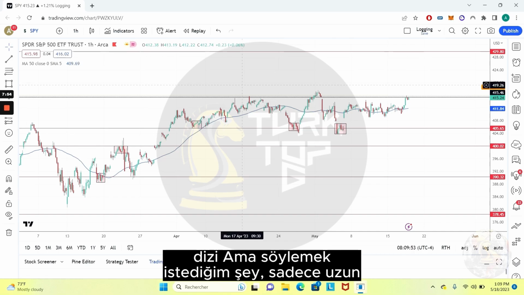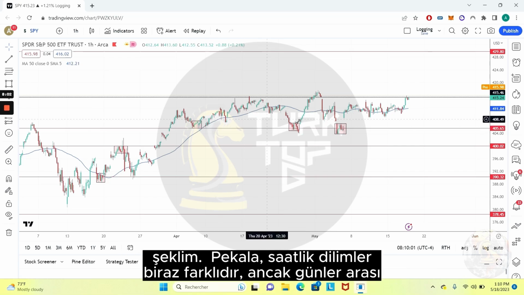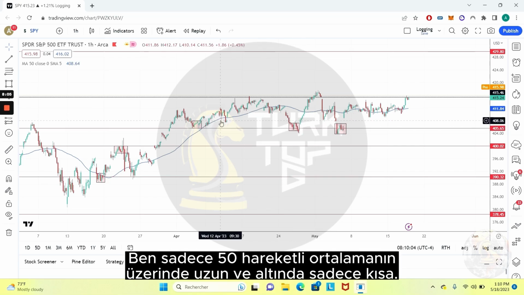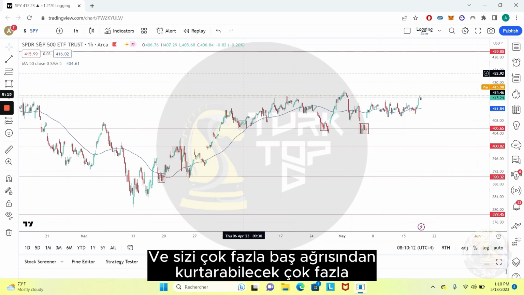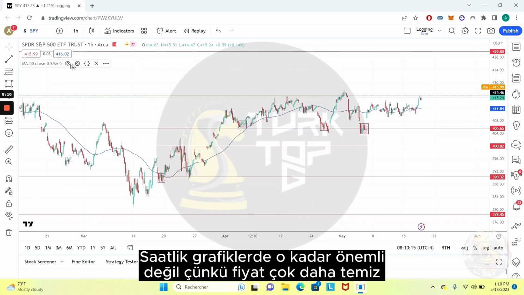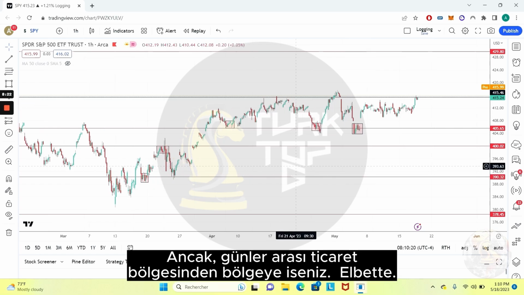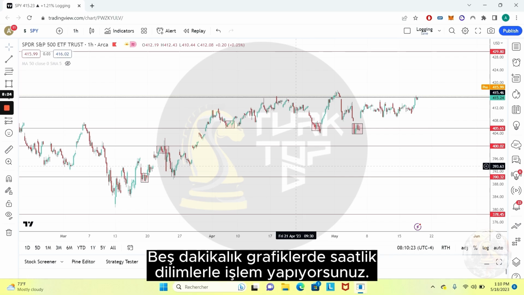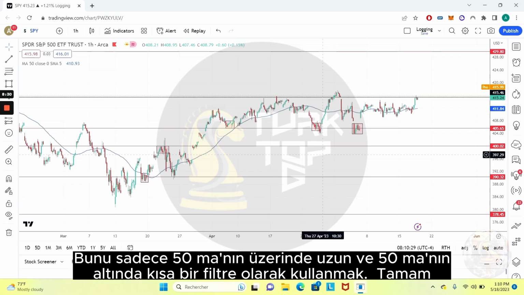But what I want to say is, the way I save myself from overtrading on intraday, all right, hourly zones are a bit different, but on intraday, is I only long above the 50 moving average and I only short below it. And when you're trading on the 5-minute chart where there's a lot of noise, that can save you a lot of headache. On the hourly charts, it does not matter that much because price is a lot cleaner. But if you're intraday trading zone to zone, all right, you're trading hourly zones on 5-minute charts, this can save you from a lot of false breakouts. Just use this as a filter: long above the 50 MA and only short below the 50 MA.